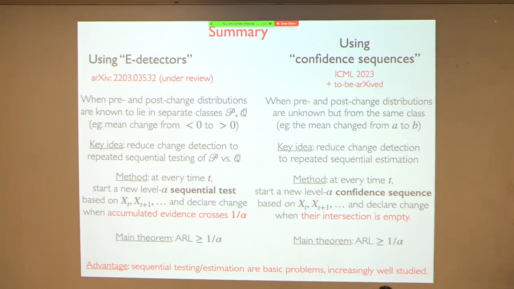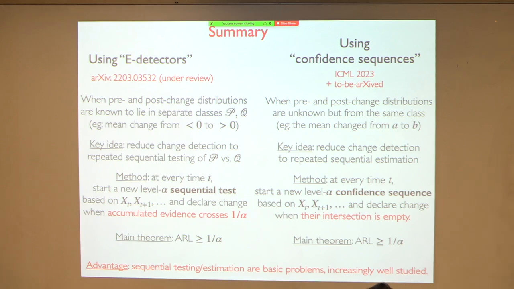In both cases, non-asymptotically, uniformly over those classes, you get average run length control being at least 1 over alpha. And in both problems, you get near optimal detection delays, but at least non-asymptotic control over the detection delays in both settings. And so now, since sequential testing and sequential estimation are such basic problems, and we're getting increasing tools for those problems, you can port them now to sequential change detection. That's basically the goal here. Okay. Any questions about either of these?